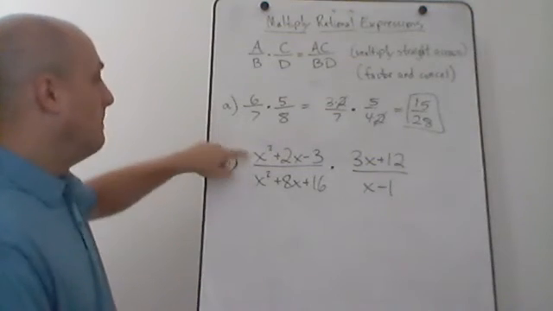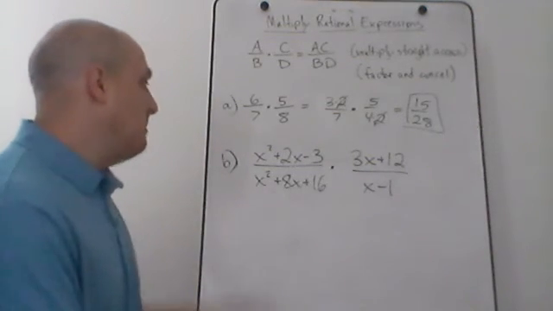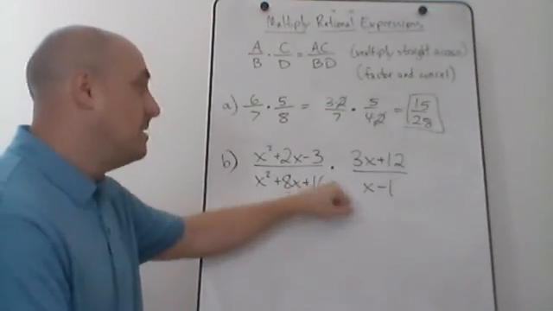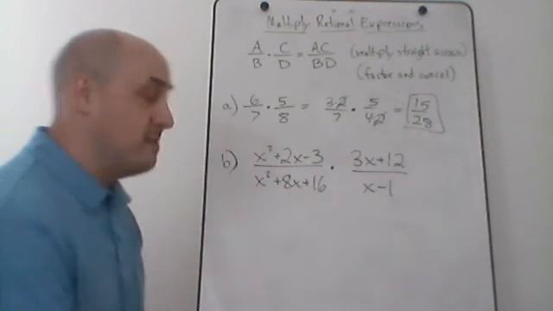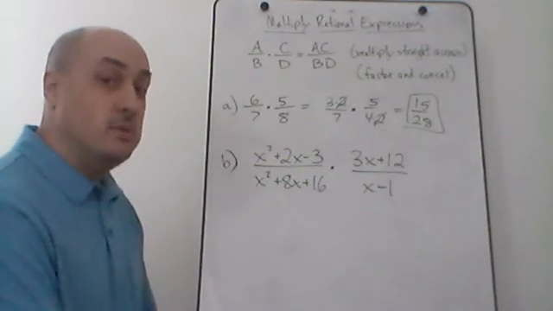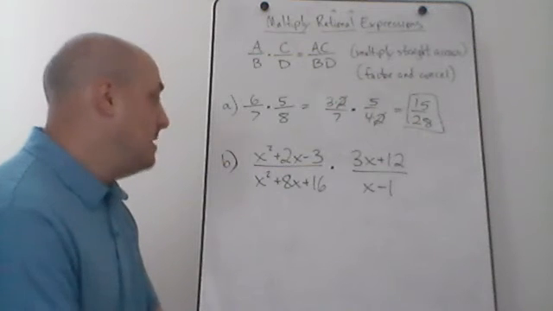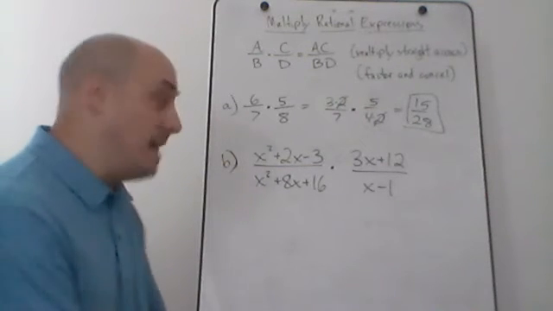All right, so I have x squared plus 2x minus 3 over x squared plus 8x plus 16 times 3x plus 12 over x minus 1. So what I want to do here before I multiply anything is just factor everything that I can possibly factor.